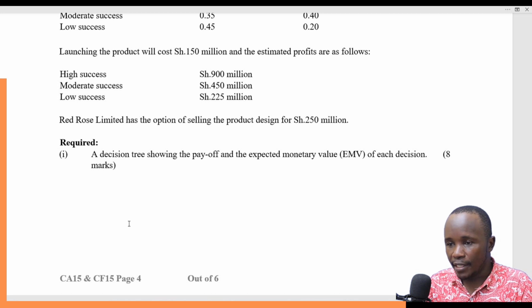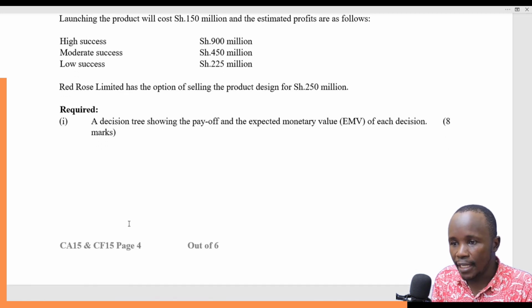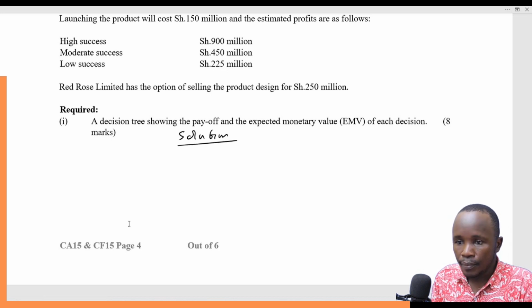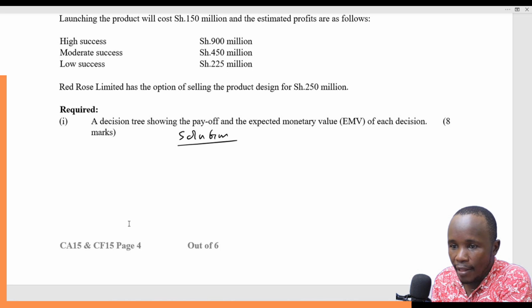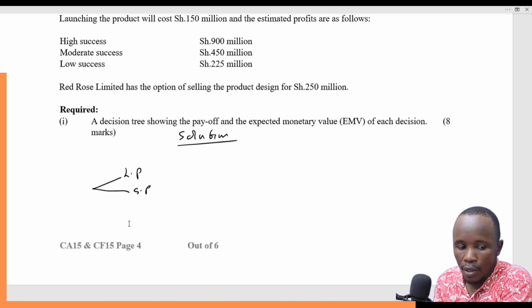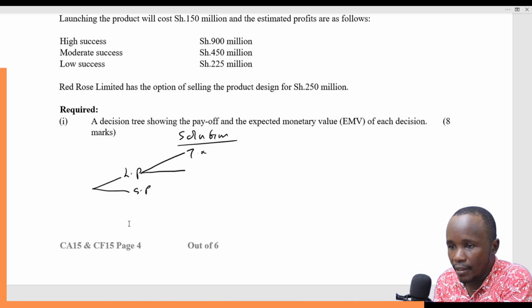Now, for you to come up with a decision tree, you need to know how many tails you have. Solution. The first option you have is either launching the product or selling the product. Once you sell the product, of course, you are going to get money, so you are not going to proceed. But once you launch the product, there will be two options: either you test the market or not test the market.